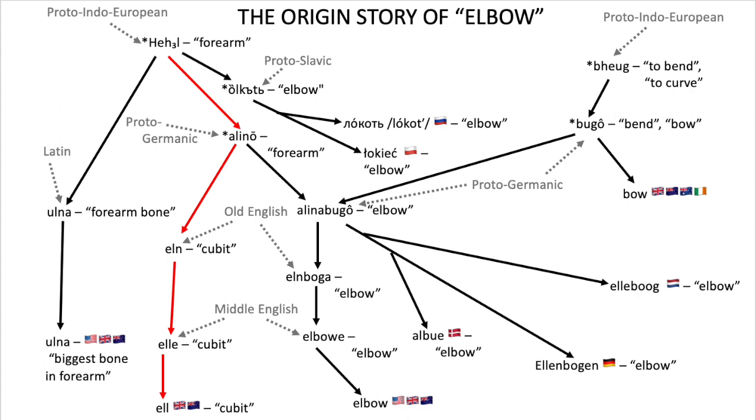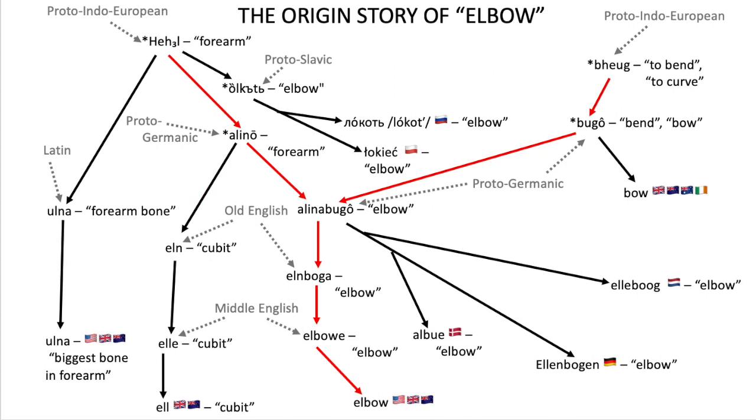So the ell was the forearm, and the place where the ell bends or becomes bow-shaped, well, that is the elbow. So this combination of ell and bow is the basis for many modern words denoting elbow in a number of Germanic languages, including English.